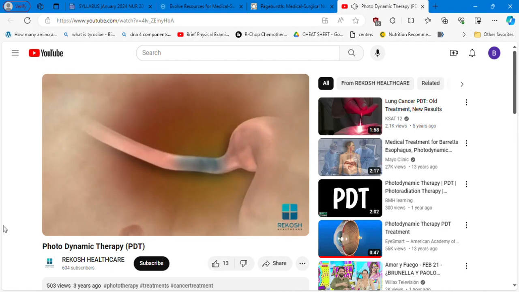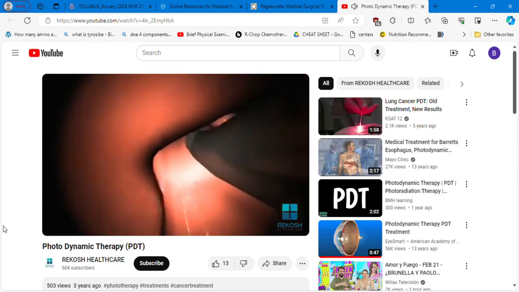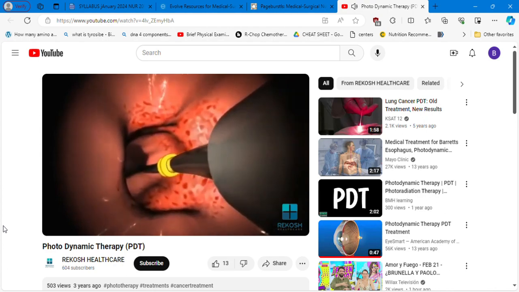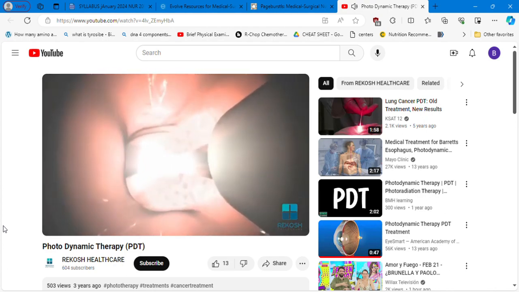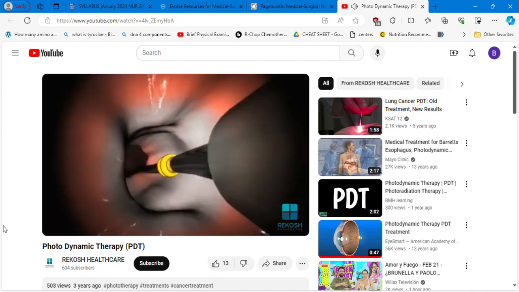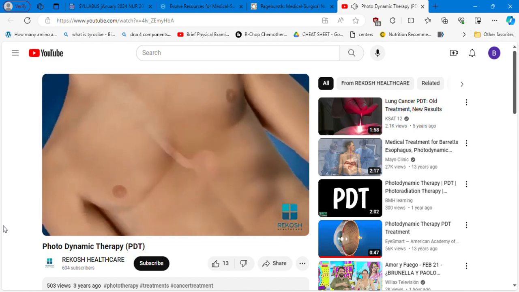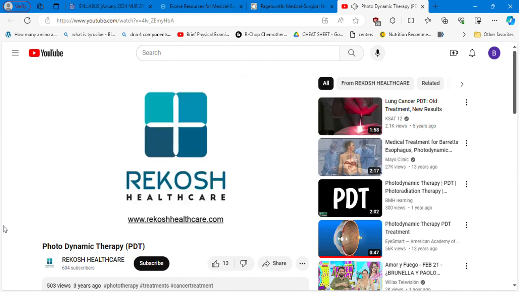Once the medication has been absorbed, your doctor uses an endoscope to guide a laser light down your esophagus to the site of the abnormal cells. The light from the laser activates the light-sensitive medication in the abnormal cells and destroys them. Typically, healthy cells grow back in their place. This procedure may be repeated a number of times, with several months in between treatment.